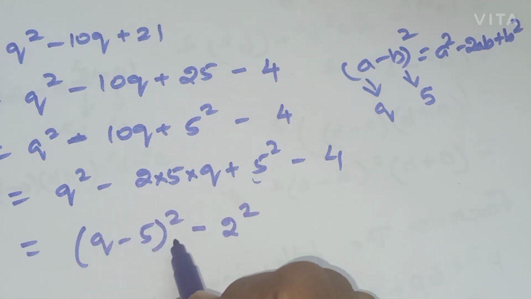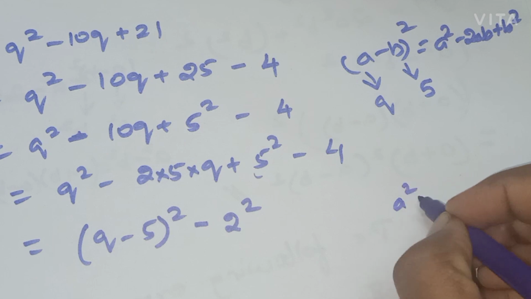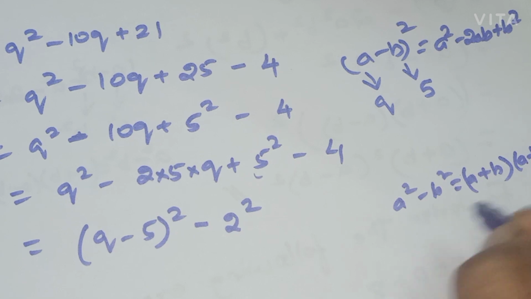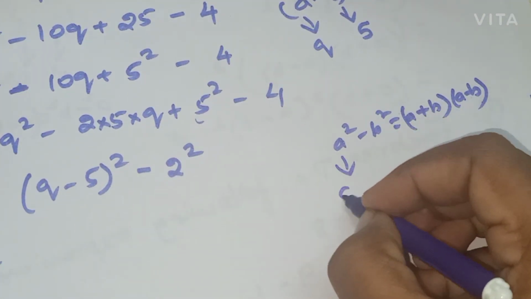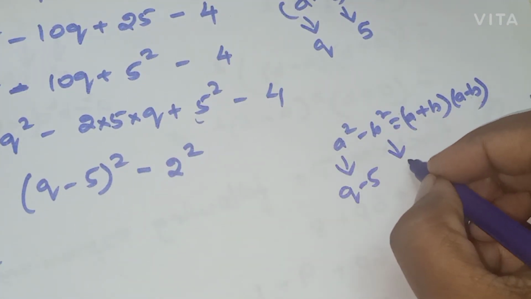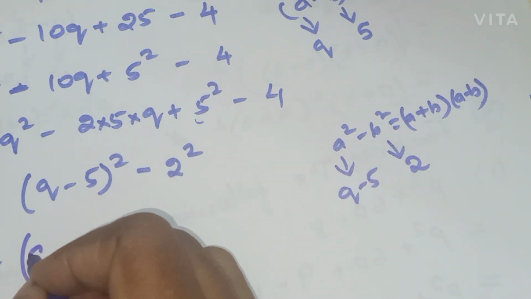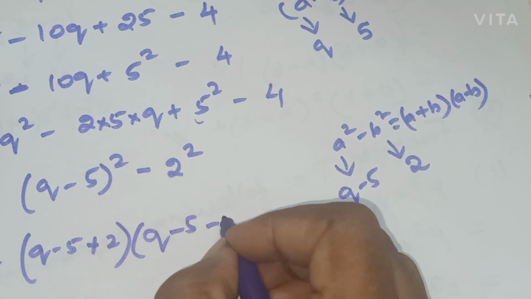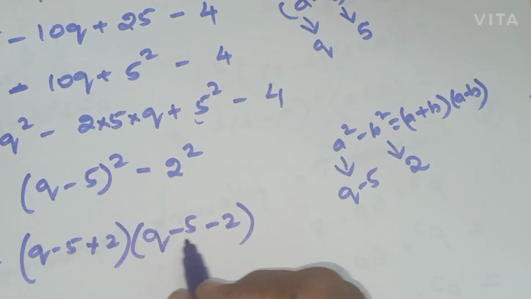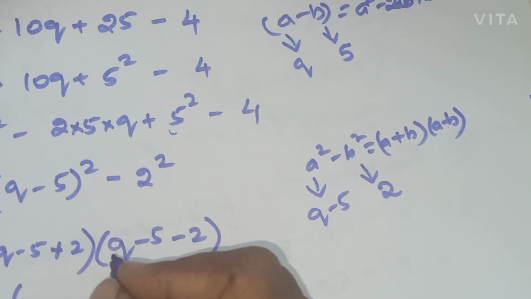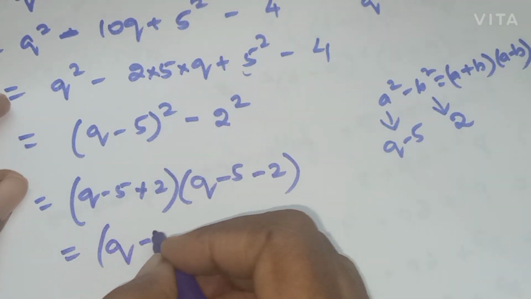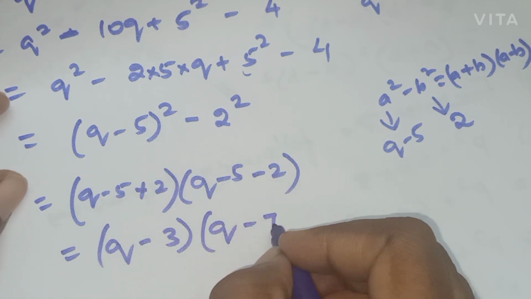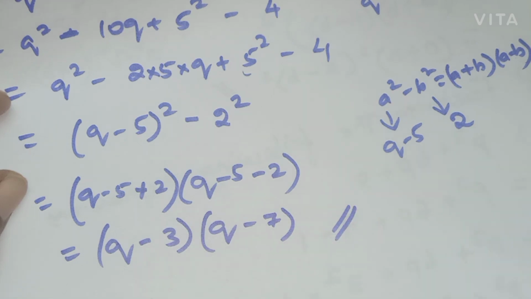Now once again this is of the form a square minus b square. A square minus b square equals a plus b into a minus b. So in the place of a we have q minus 5, in the place of b we have 2. So q minus 5 plus 2 gives us minus 3, q minus 5 minus 2 gives us minus 7. This will be our answer.